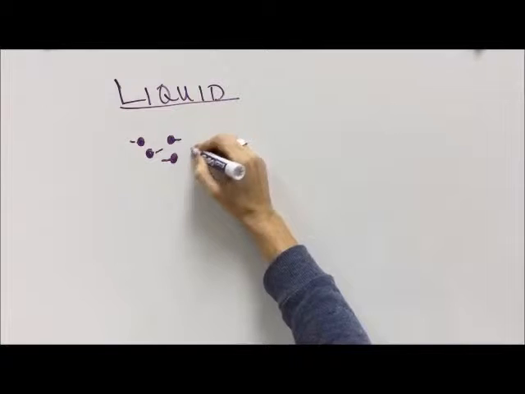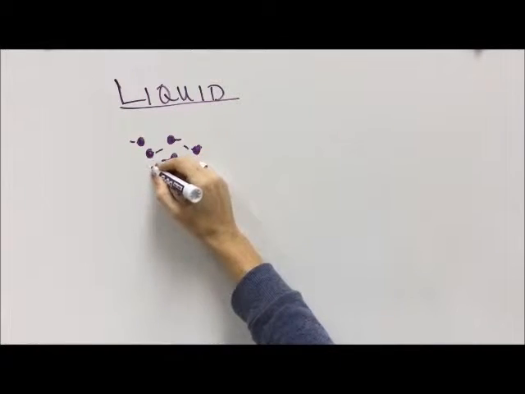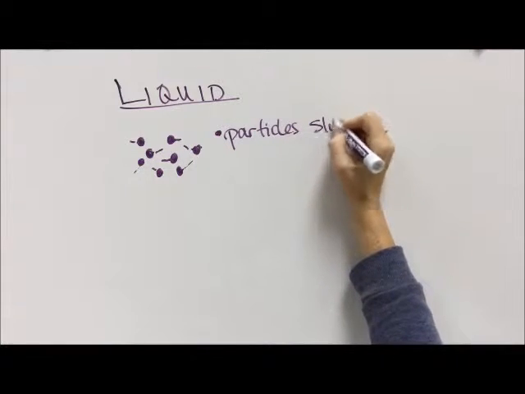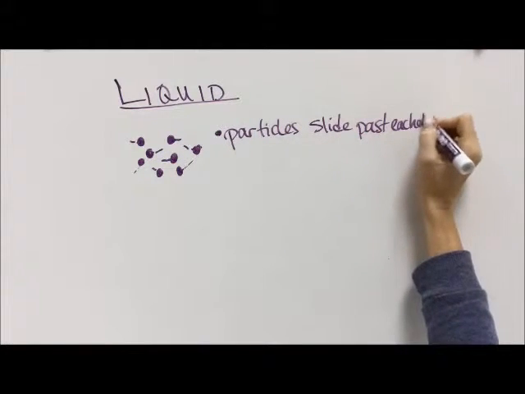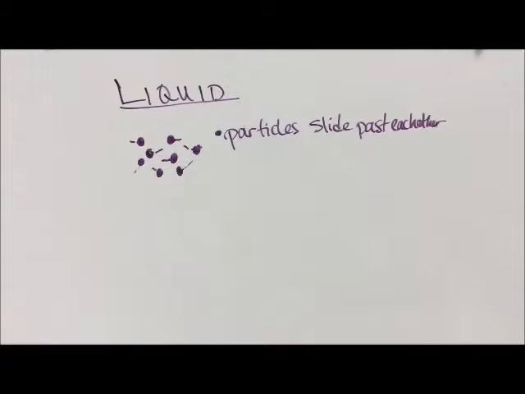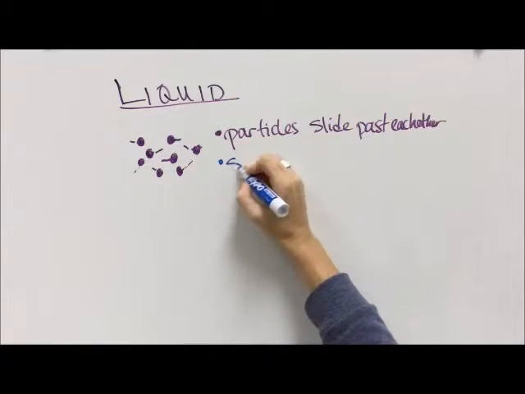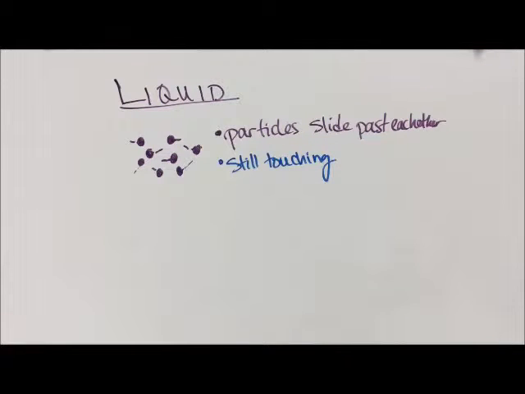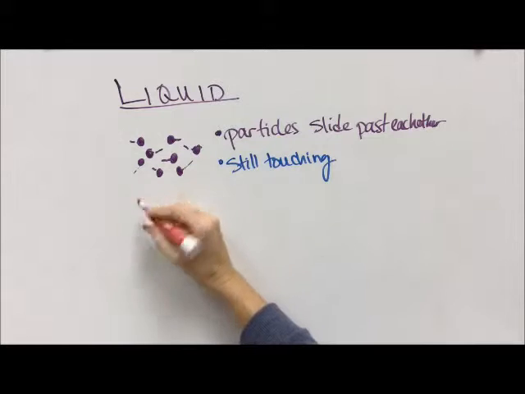Now, in a liquid, the particles are a little bit farther apart. They're still touching, but they're sliding past each other. And if you think about a liquid like water in a bottle, how everything sloshes and slides around, it's because that's what the particles are doing. The particles slide past each other. They're touching, they're just able to move at this point. They're not stuck in a very fixed pattern so close to each other that they can't move at all.